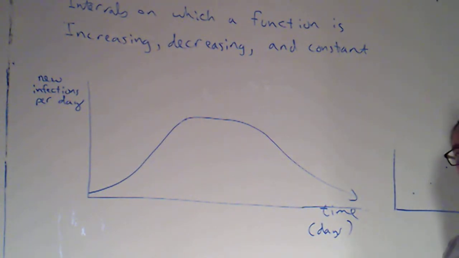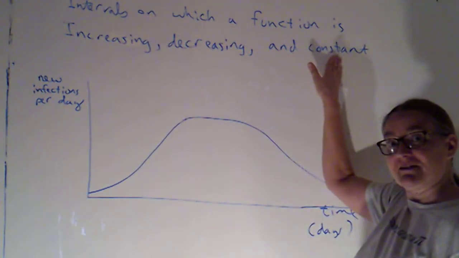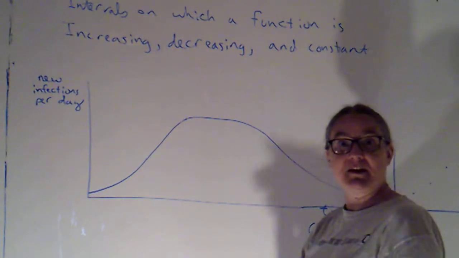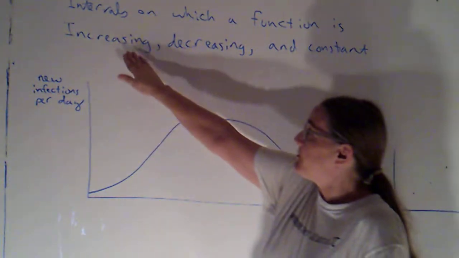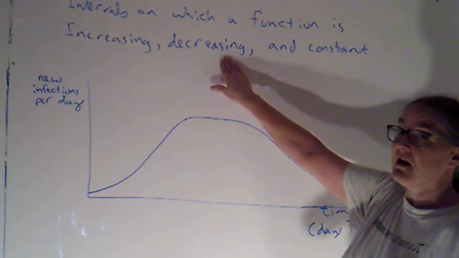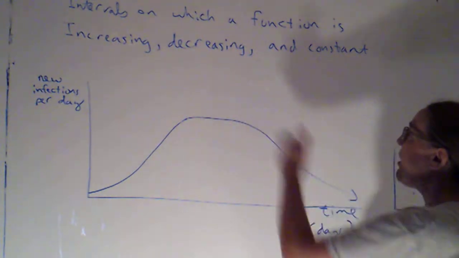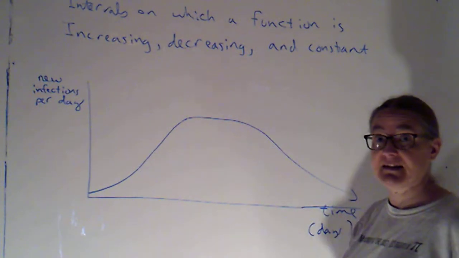In the business world, people often want to know, when is my profit increasing, decreasing, or constant? In making plans for what you're going to do with the company, you generally want your profit to be increasing. You generally don't want your profit to be decreasing, but you might want to decrease your costs. Okay. So very often we're going to care about this.